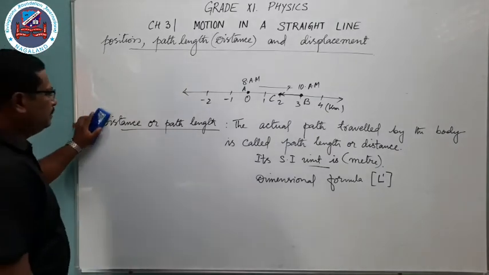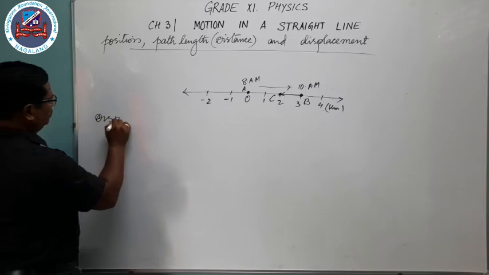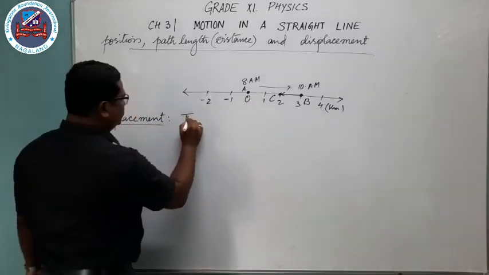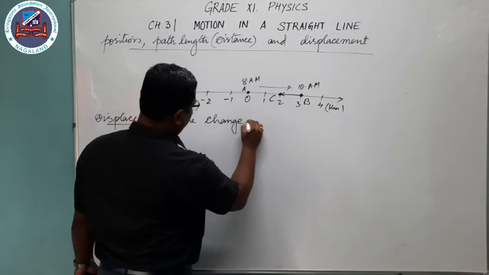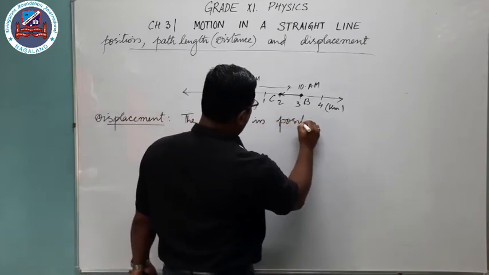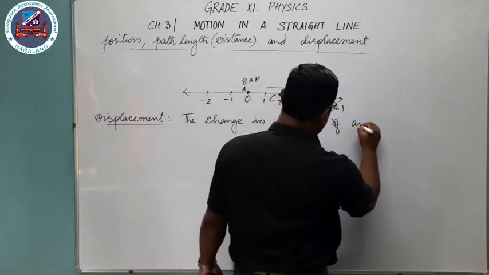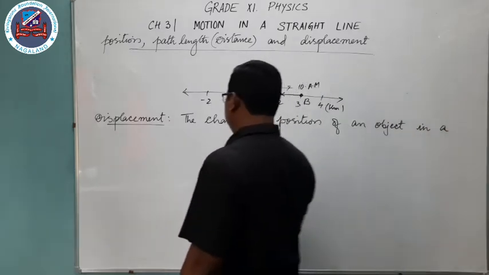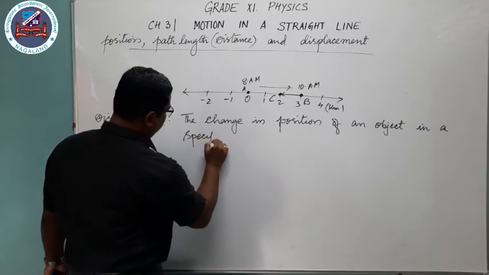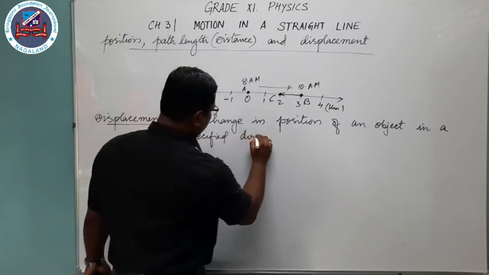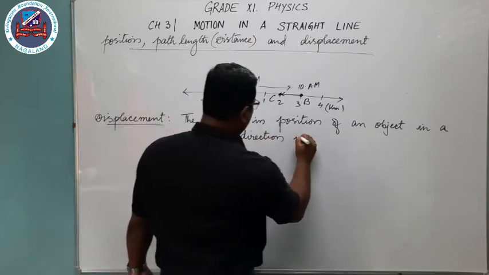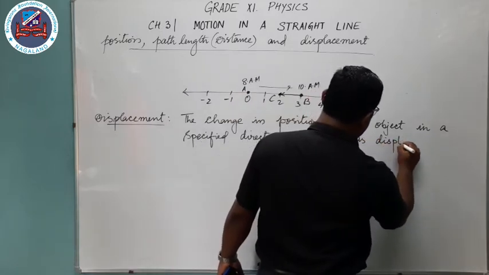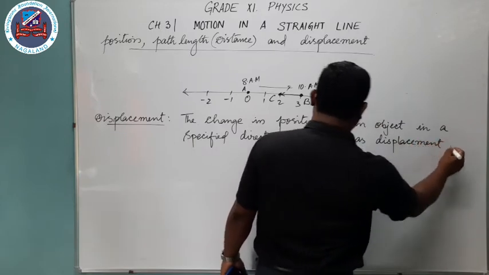Now let us talk about displacement. Displacement: the change in position of an object in a specified direction is known as displacement. So it is a change in position.